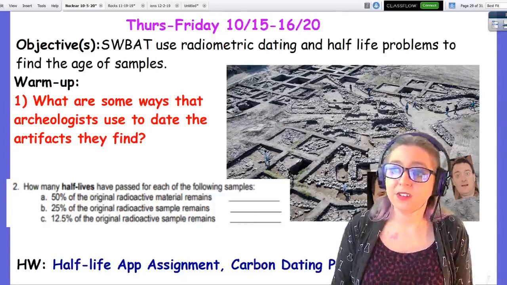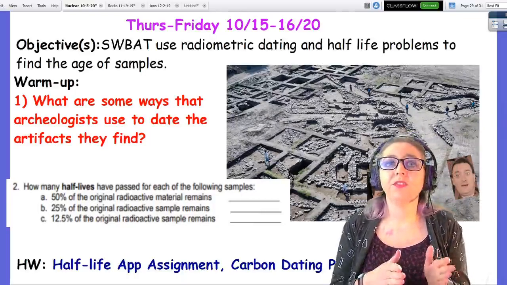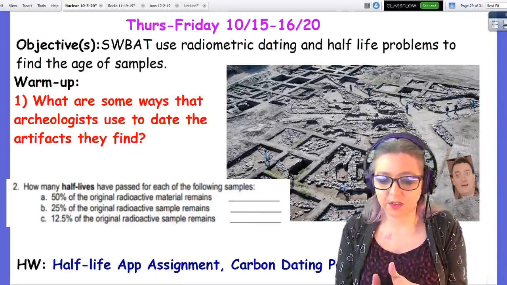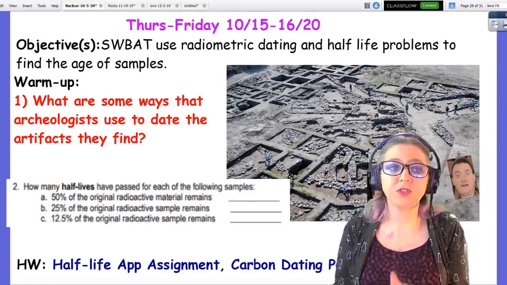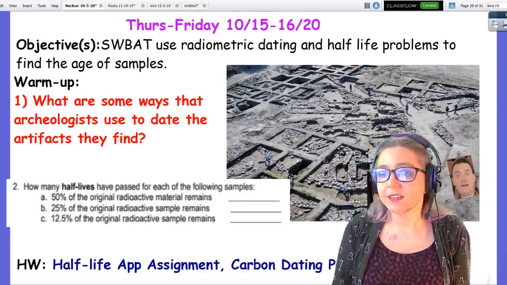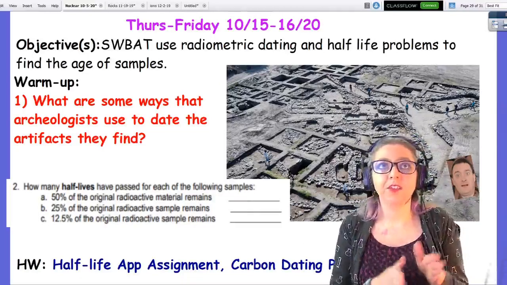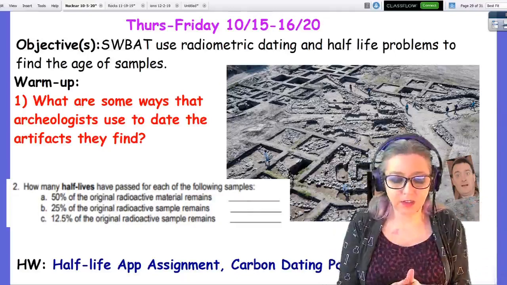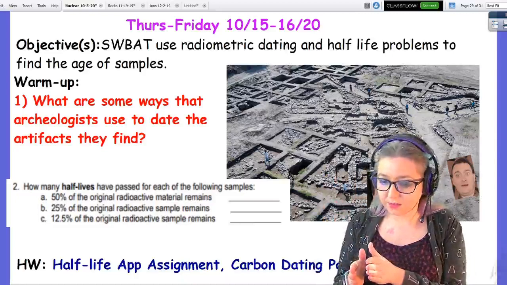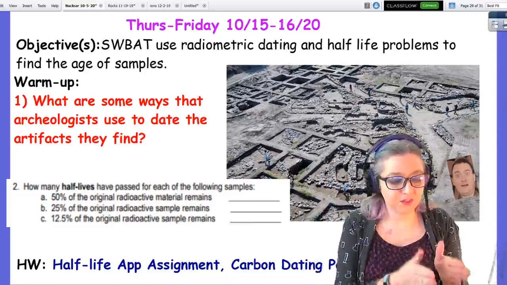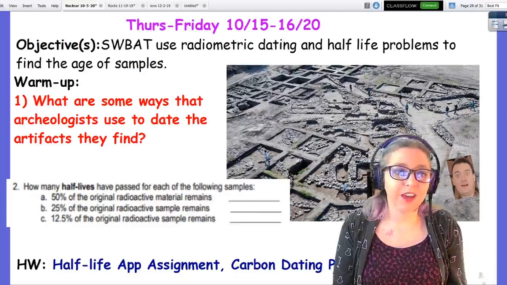Then B, 25% of the original sample remains. Well, one half-life cuts 100% down to 50. Then a second half-life cuts 50% down to 25. So that's two half-lives. And then C, if only 12.5% remains. Well, one half-life cuts 100% down to 50. A second half-life cuts 50% down to 25%. Then a third half-life cuts 25% in half into 12.5. So C would be 3 half-lives.